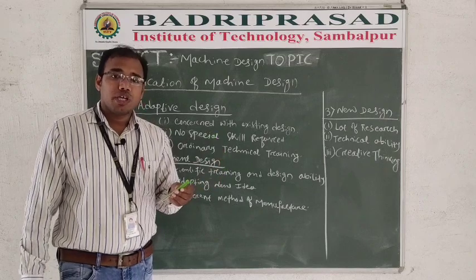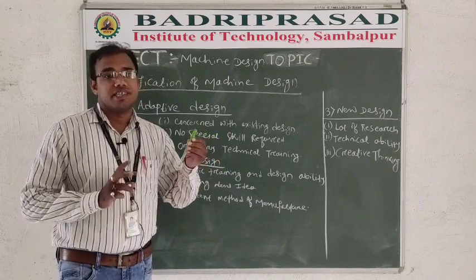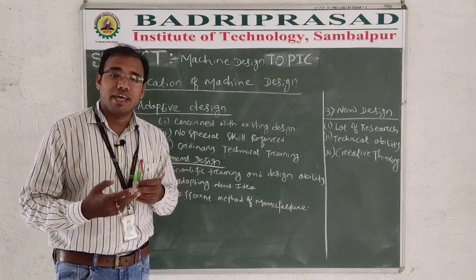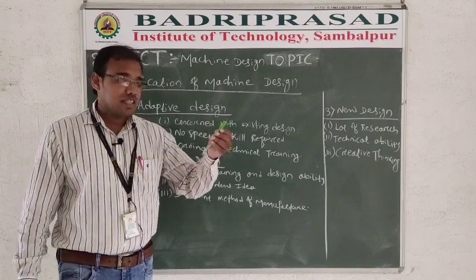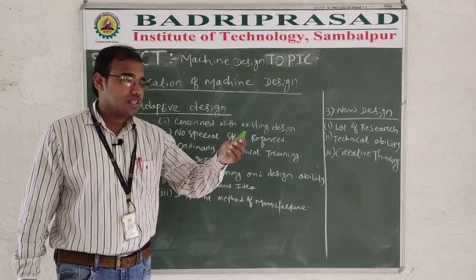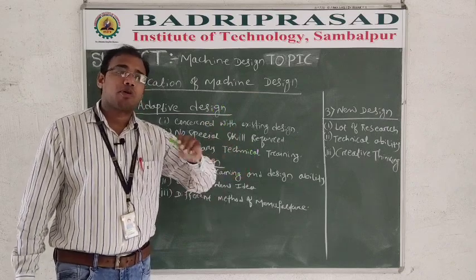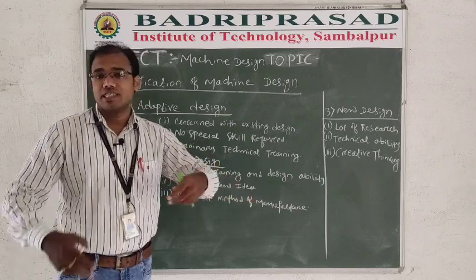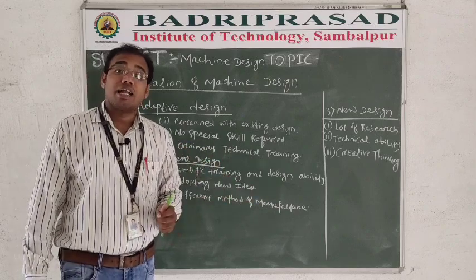So what you do, you just copy the design. You will not modify anything. The color, the material used, the size of this pen, you copy all the things and make the same type of design and sell it in the market. This is called adaptive design.